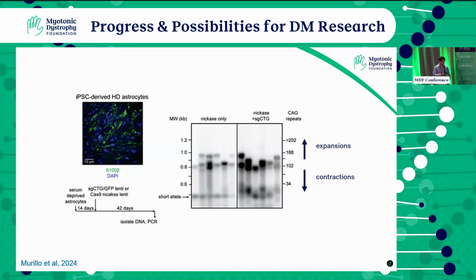And when you compare the nickase only versus the nickase plus the guide, you have much more contractions in the nickase treated with the guide compared to the nickase only, which means that you do contract in the HD astrocyte as well.